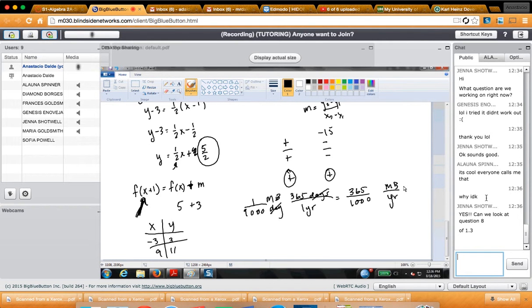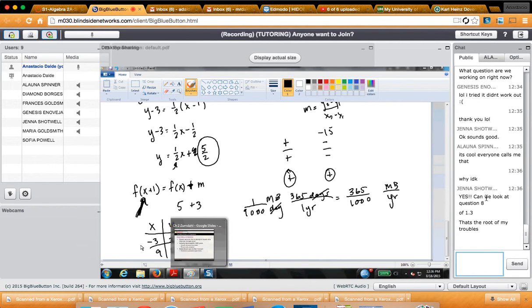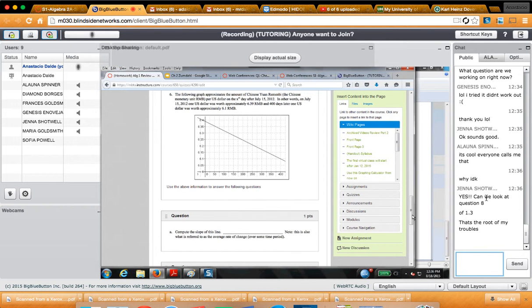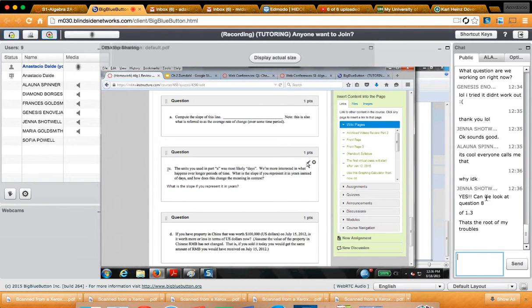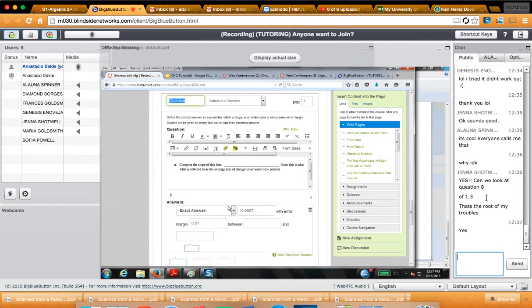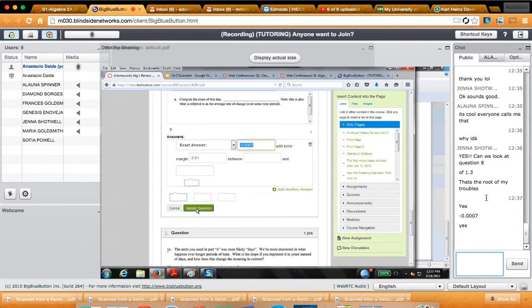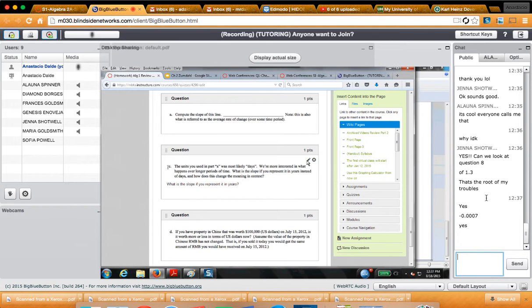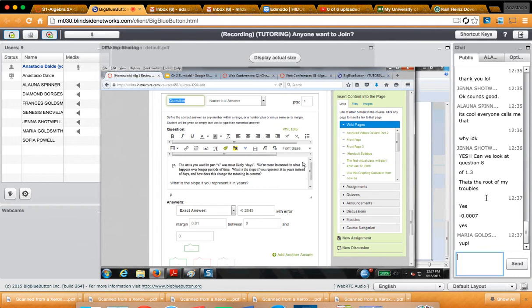Number 8 of 1.3. All right, I'll tell you what. I didn't actually calculate it out. I told whatchamacallit how I would solve it. Is it this question right here? All right. What did we get for the slope? Did you get that for the slope? Then I would imagine you just take that number and multiply it by 365. Did I multiply it wrong?